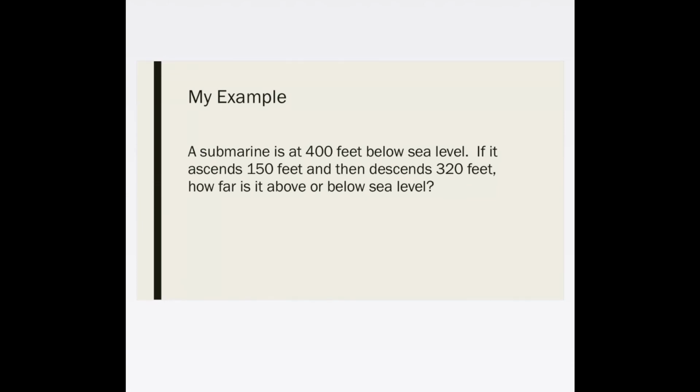So here we go. Here's my example. A submarine is at 400 feet below sea level. If it ascends 150 feet and then descends 320 feet, how far is it above or below sea level? All right. So I just read it. I haven't marked anything. And now I'm going to remind myself to cubes, and I'm just going to write this over on the side.